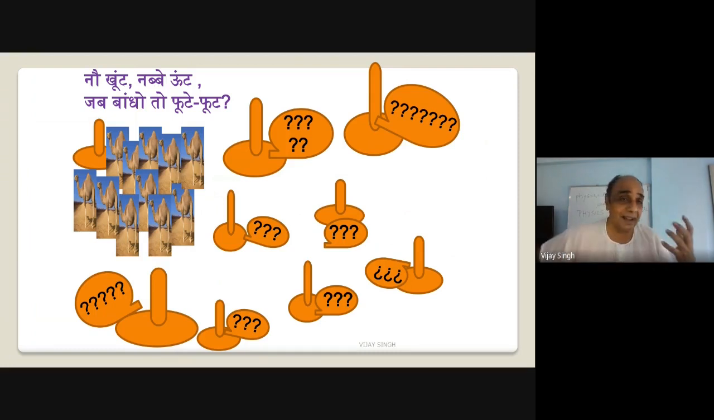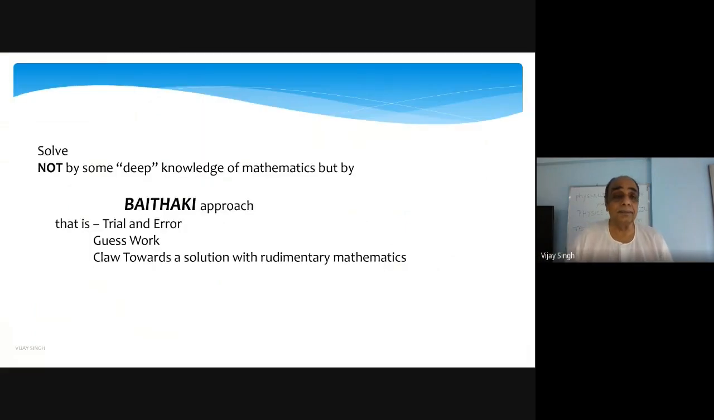Because there are an odd number of posts, there is an even number of camels, that is 90. So as I said, the way you normally try to arrive at this mathematical fact is not by some deep knowledge or some teacher telling you, but by the Baitaki approach. Baitaki means Baithana. It means trial and error, guesswork. You claw towards a solution with the most rudimentary of mathematics.